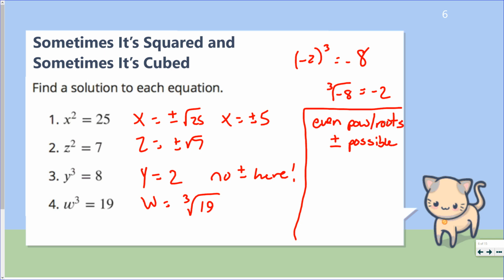You might need a plus or minus sign if you solve an equation by taking an even power or an even root, so a second root, fourth root, sixth root, eighth root. Plus or minus is possible, and that's because of the fact that the negative sign cancels itself out in pairs. And if you have an odd power or root, then you don't have to worry about the plus or minus sign. You just keep the sign that you have.